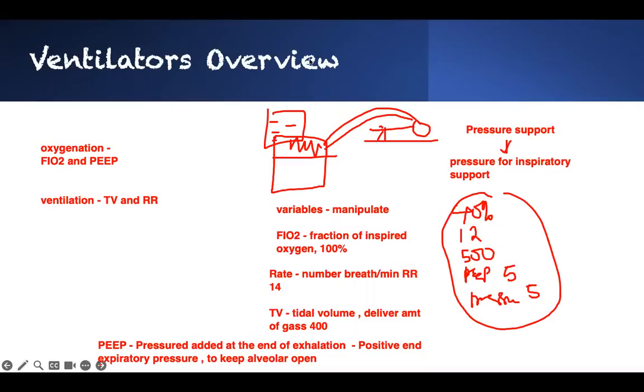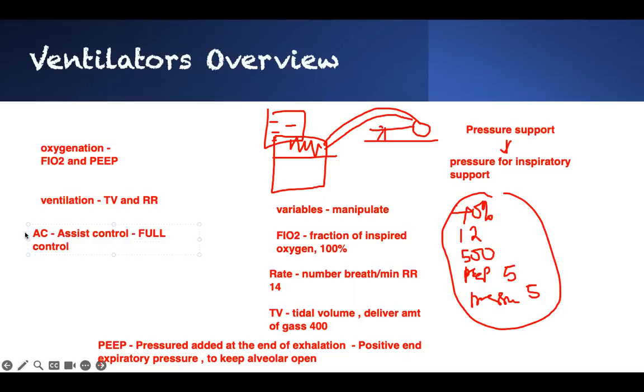Now you've got to know the modes of the ventilators, so that you can figure out how you can manipulate them. There are different modes. There's AC, and the A is assist. It's assist control. Look at the word, I'm assisting. It's deceiving, because even though it says assist, it is actually full control.